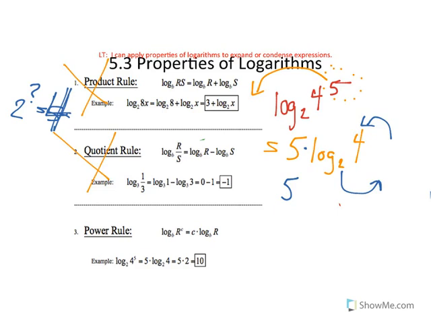Okay, and that would be 2. So log base 2 of 4 is just 2. And then finish it out. What is 5 times 2? 10. And that would be how you would use the power rule to fully expand this logarithm and simplify.